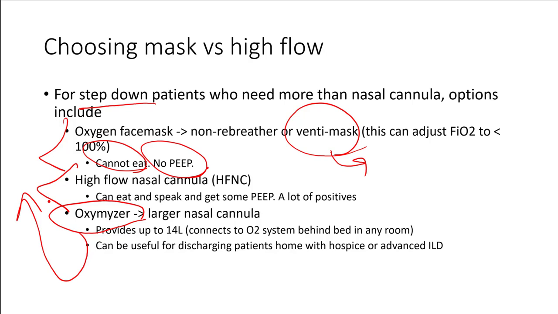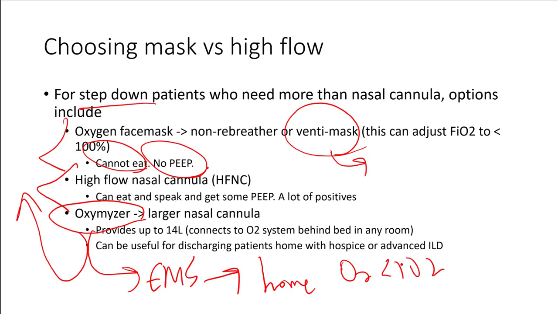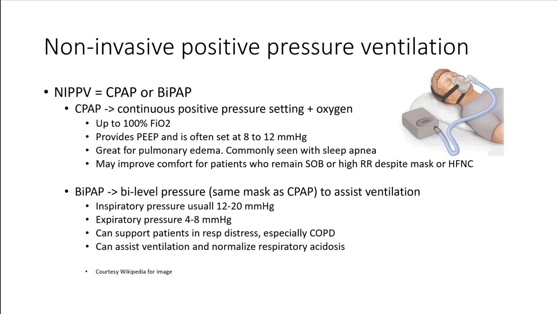And for that reason as well, an oxidizer could be used to send somebody home with EMS, and it could be used to send somebody home with hospice, for example, if their O2 requirements are less than 10 liters or something, less than 40.